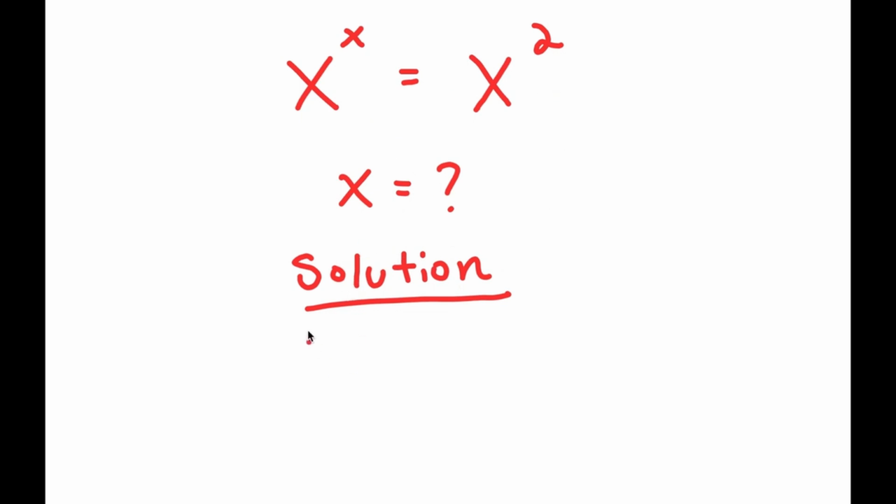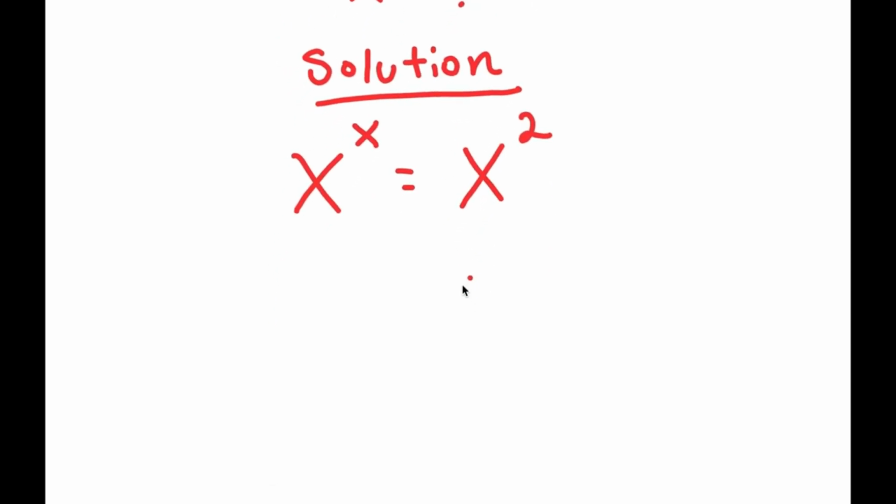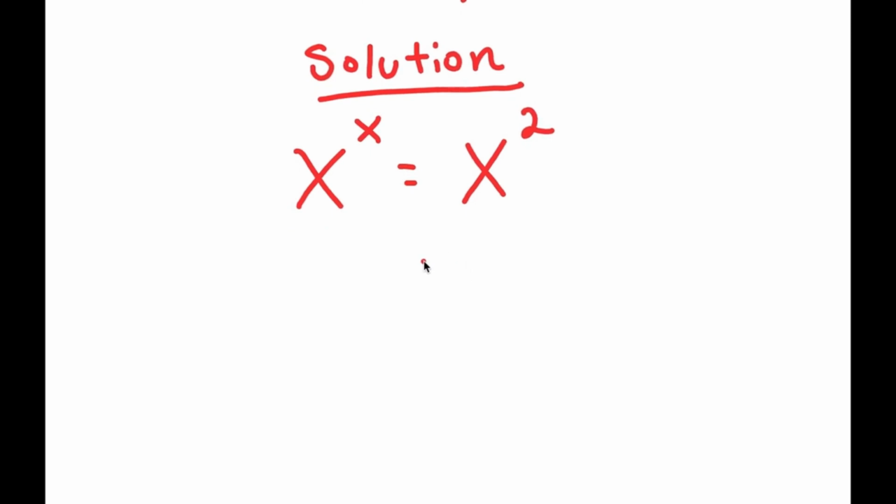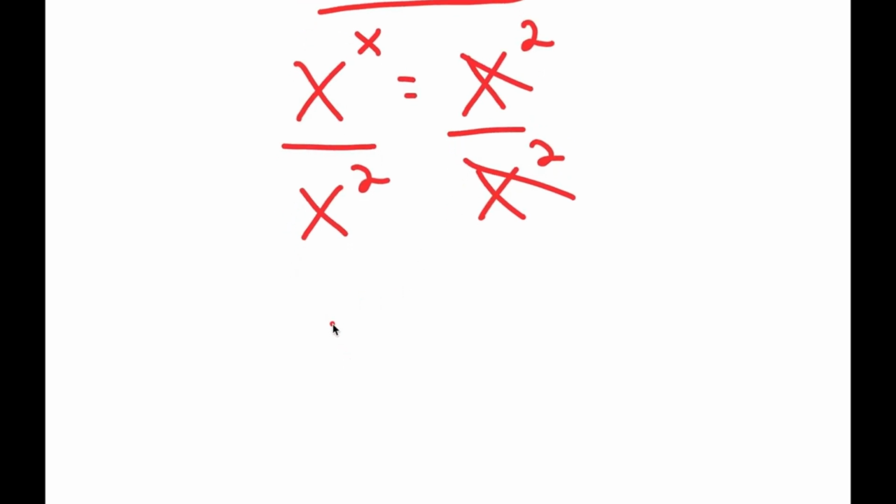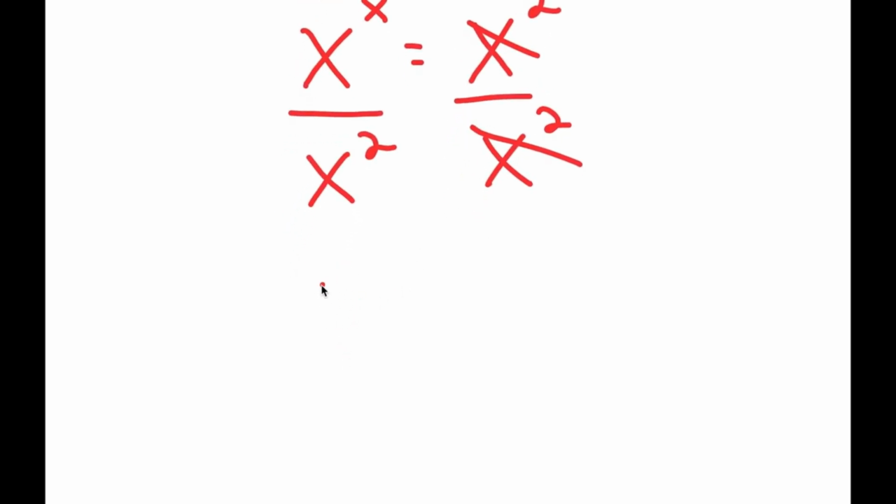I'm going to first write my equation down here. So I have x to the power of x is equal to x to the power of 2. And I'm going to first start by dividing both sides by x to the power of 2. So I have x to the power of x over x to the power of 2 is equal to x to the power of 2 over x to the power of 2. And x to the power of 2, x to the power of 2, these two cancel out. So now I'm going to be left with x to the power of x over x to the power of 2 is equal to 1.